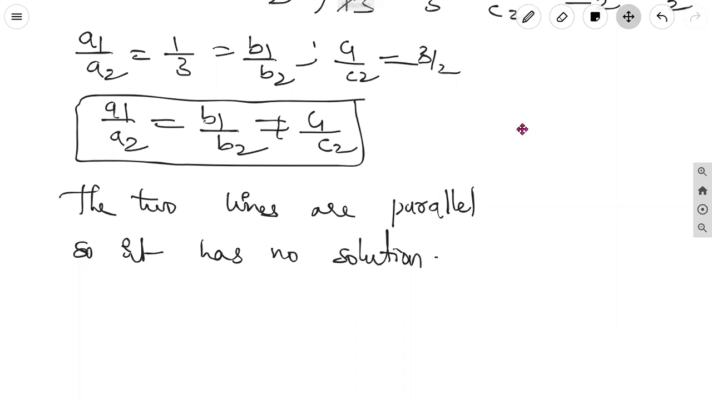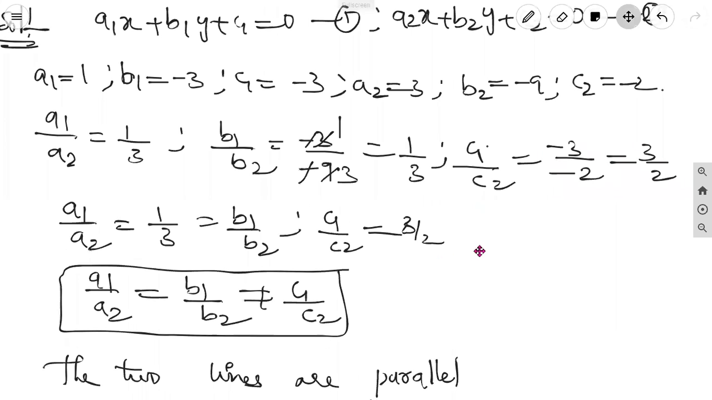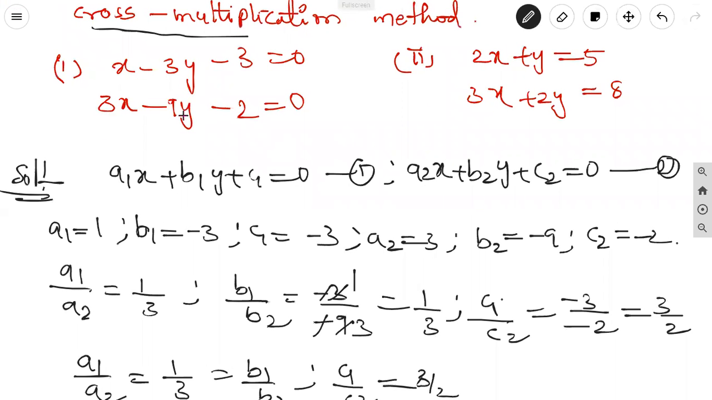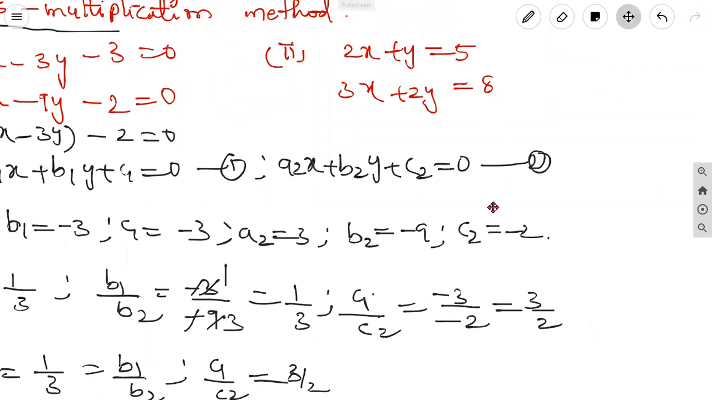Just check it. Take the second equation here. Observing the x and y coefficients, taking 3 common, it becomes x minus 3y equal to 2 by 3. Then compare with x minus 3y equal to 3: 2 by 3 is not equal to 3. The constants are not equal, so the statement is not true, which means it has no solution. Okay, that is the first problem's solution.